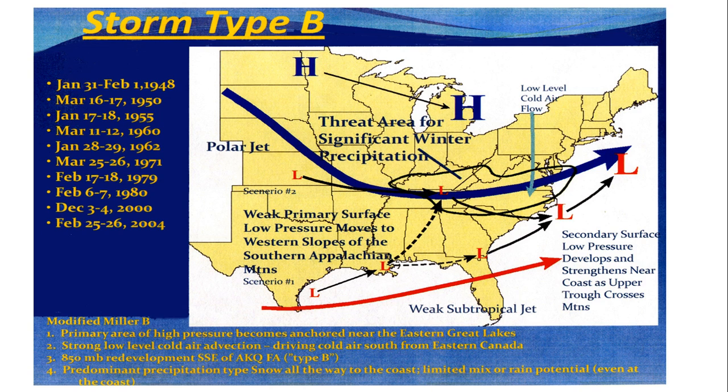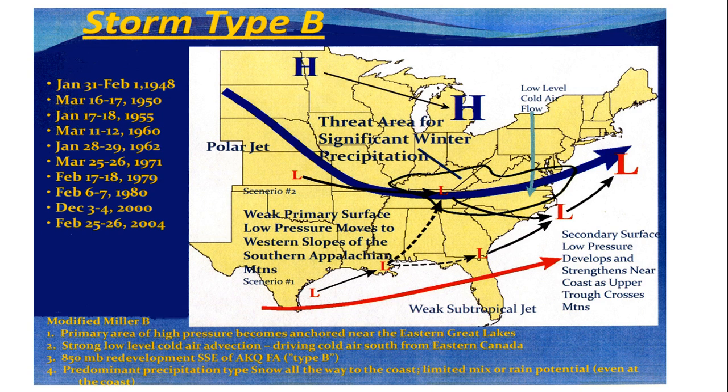The black outlined area here indicates a threat area for significant winter precipitation, stretching from Kentucky down into North Carolina and on into Virginia. So this is a great scenario for winter weather once again. This is also known as a modified Miller-B setup, where you get a primary area of high pressure becoming anchored near the eastern Great Lakes.